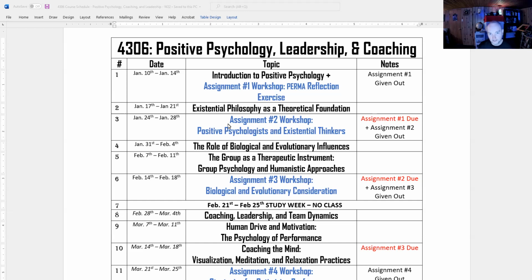So the first assignment is going to be, I'm labeling them all as workshops. The first one is basically going to be, I'm going to show you this PERMA model and get you to do a reflection exercise. It'll probably take you a couple hours. It's not a research paper, it's a reflection, right? Number two, at that point in the course I'll have presented to you my idea of what positive psychology is and what existentialism is and how those two things are related. And then I'm going to get you to deep dive into one of the characters I talk about in those presentations.